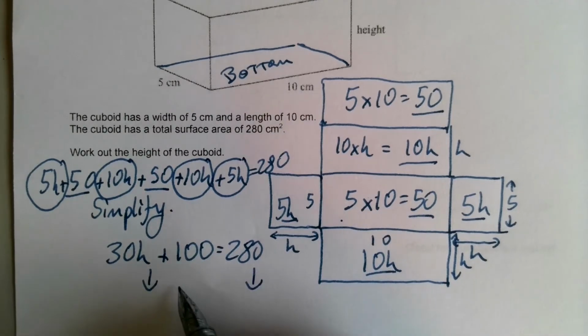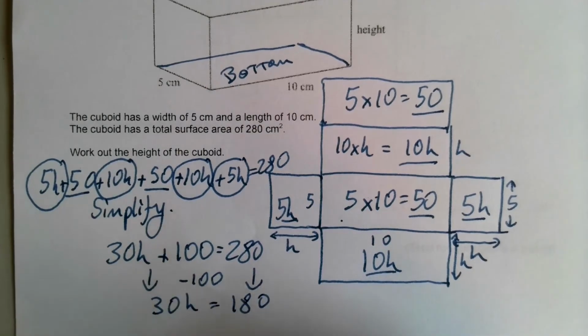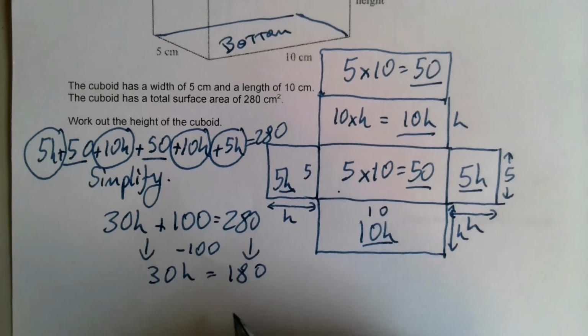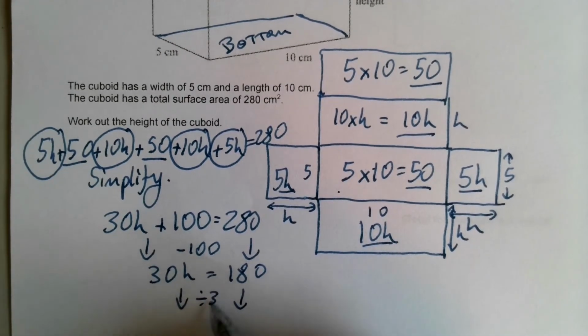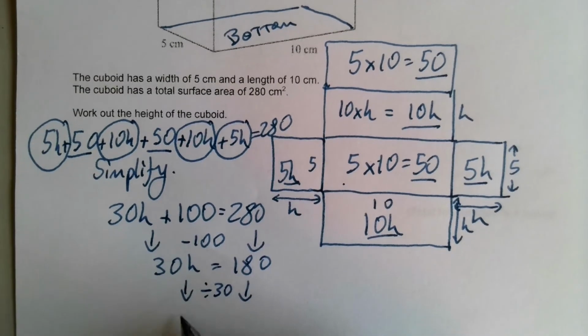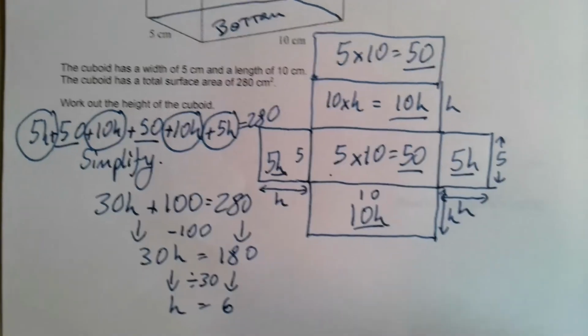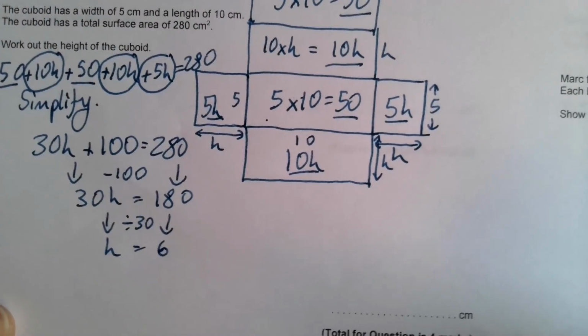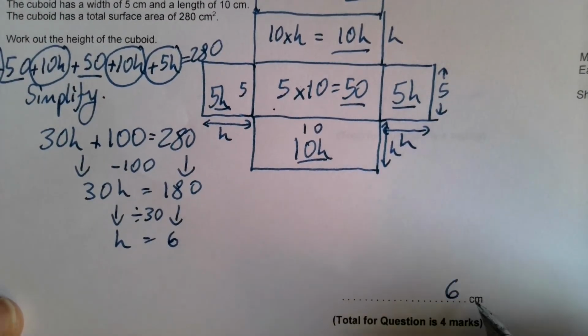First of all, by taking the 100 from both sides, leaves me with 30 times the height is equal to 180, and then if 30 times the height is 180, we need to divide by 30 to find out what the height was. And 3 goes 6 times into 18, so 30 goes 6 times into 180. So the height must be 6 centimetres, which you can put on there. There's no mark for the units because it's already there on the answer line.